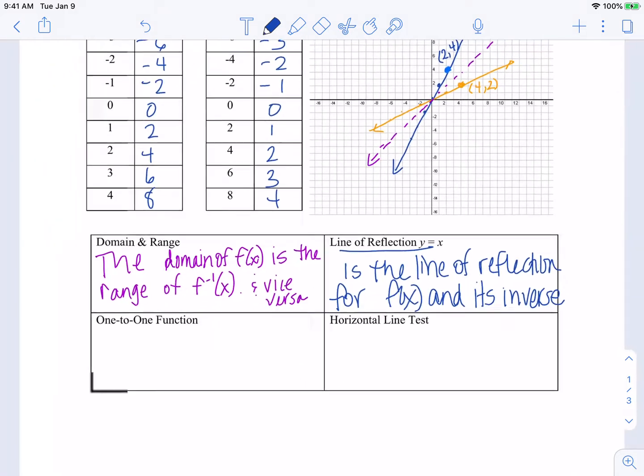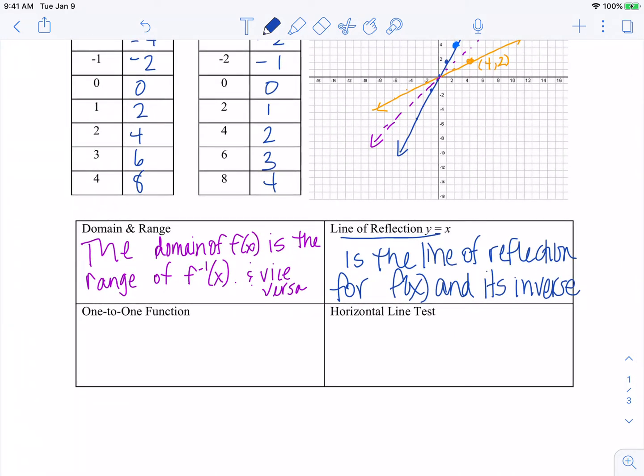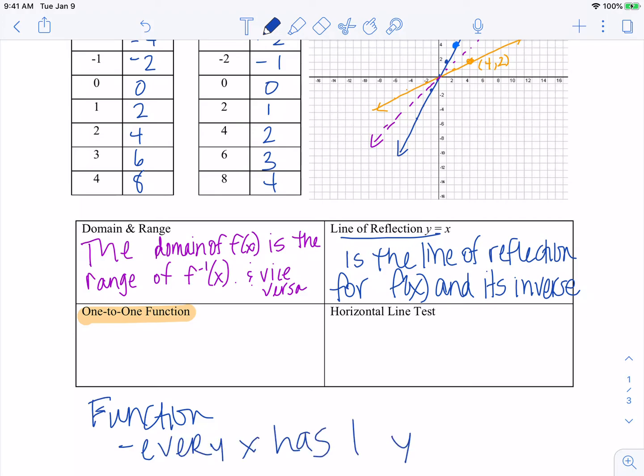All right, so let's consider a couple other things. So to have an inverse function, we need to make sure that the function that's given, f of x, is 1-to-1. So we know that a function, remember, I'm just going to write the definition for a function. Every x has one y. Now, for a 1-to-1 function, we're saying every y also has only one x.